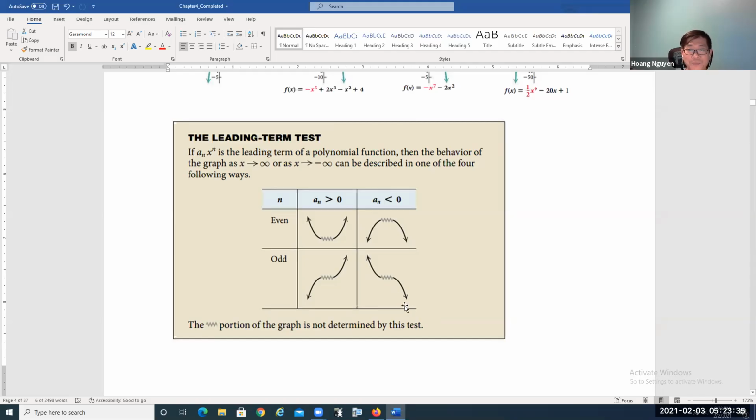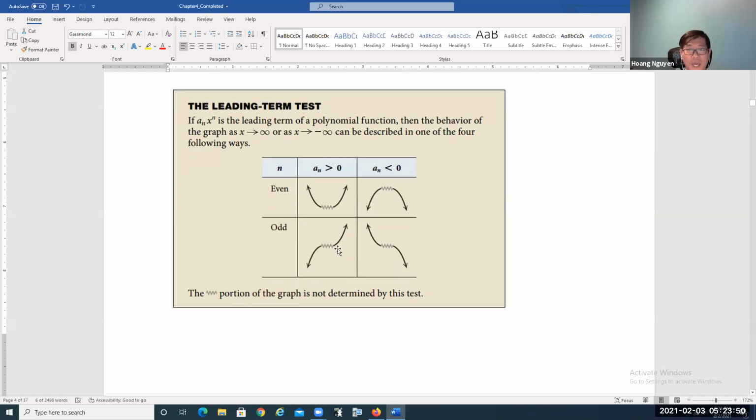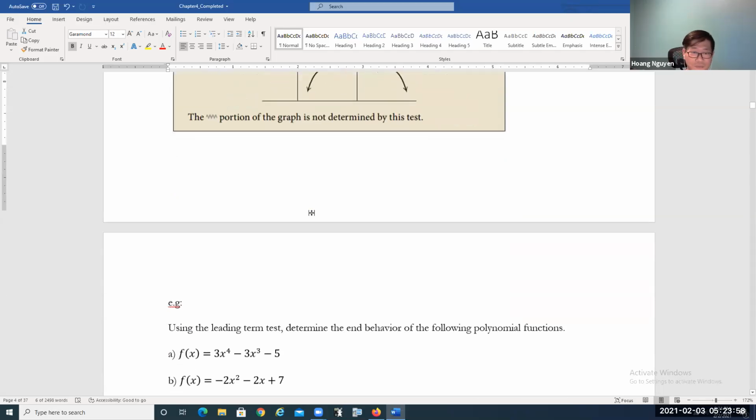So you have to know the degree of the polynomial and you have to know the leading coefficient, so we can determine the end behavior based on this table or this summary, the leading term test. Okay, so the next thing we're going to do is some practice questions related to the leading term test. Let's take a look at example 2.